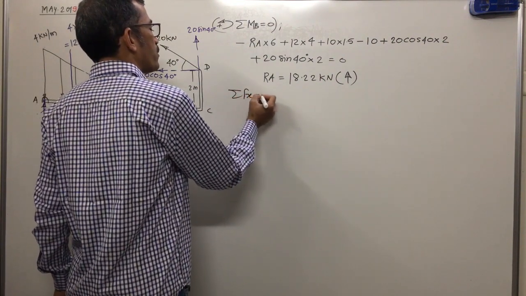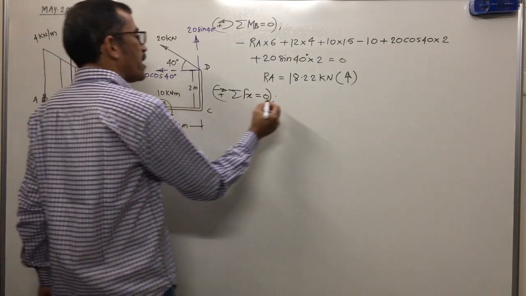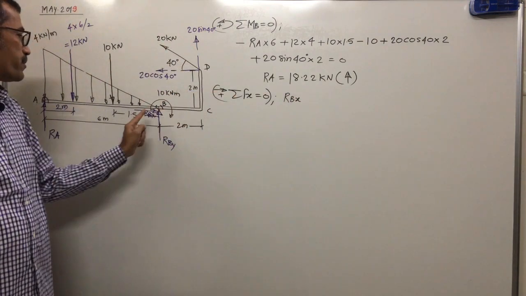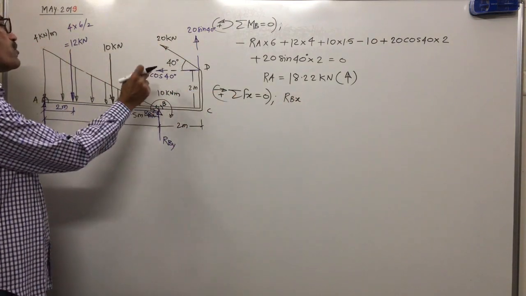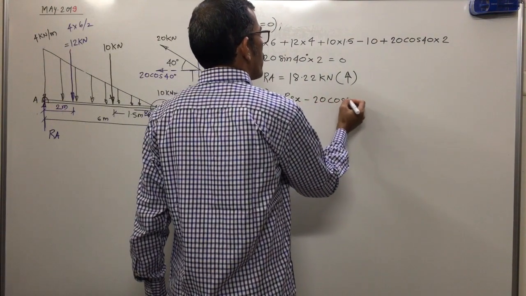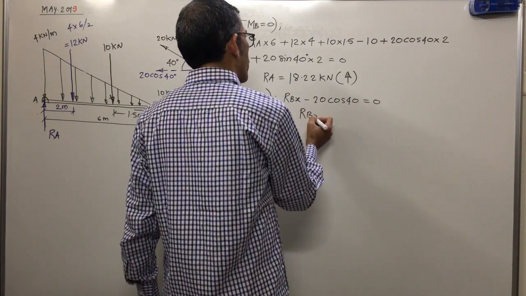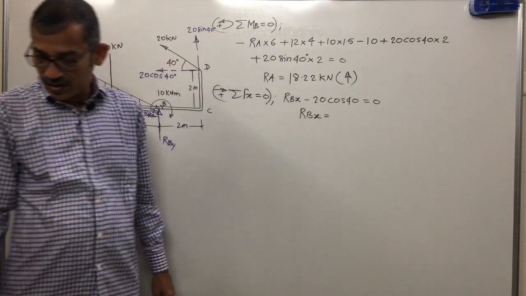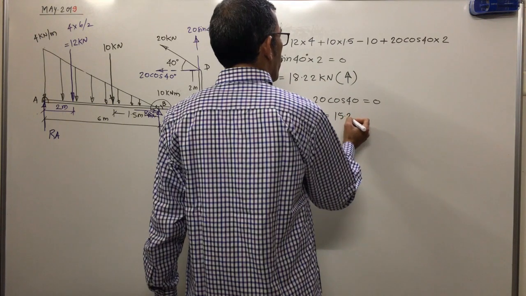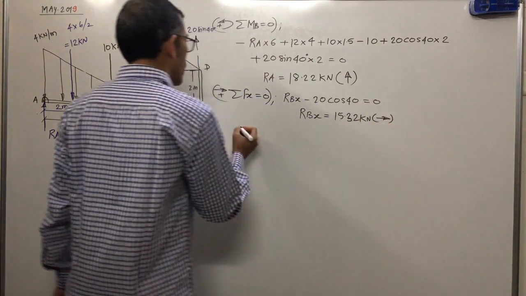18.22. Once you get RA, now summation of Fx and Fy. Summation of Fx equal to 0, assuming rightward force is positive. What will we get? RBX, rightward. Rightward means positive. Any other force? This one component, minus 20 cos 40, equal to 0. So RBX equal to 20 cos 40. Just calculate how much you will get. 15.32 kilonewton. Answer positive means the assumed direction is correct.